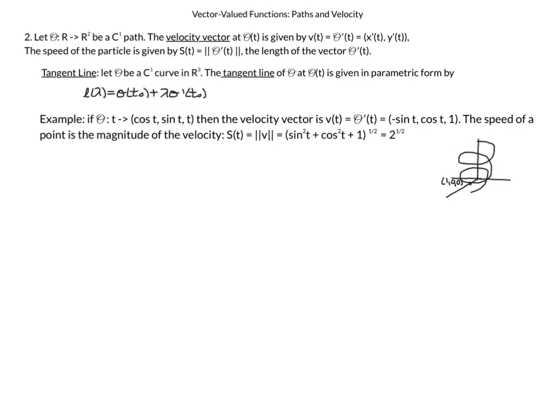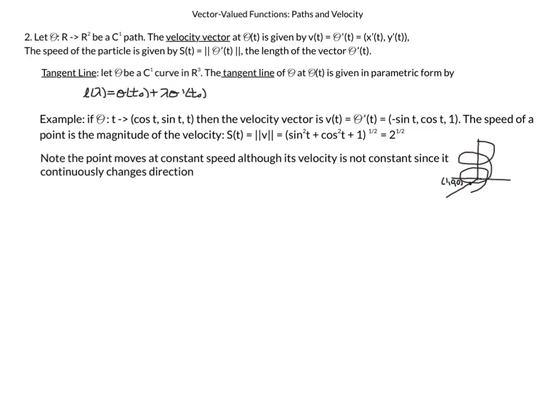It's this helix shape. You have cosine t and sine t, which trace out a circle, but the t in the z direction means that the circle keeps rising. So it's a rising helix. And one more note, the point moves at a constant speed, square root of 2, but its velocity is not constant since it is constantly changing directions. Remember, velocity is not just a magnitude, but also direction. And since it's going in a circle, it's changing directions.